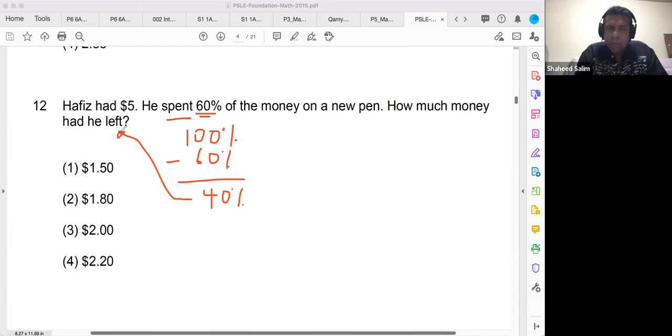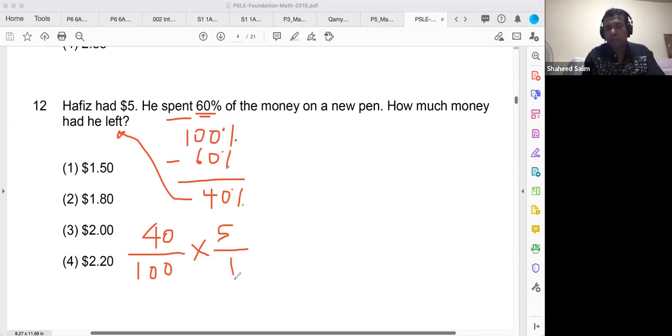So he had how much left? 40% of his money left. 40% of his money, how do you write maths? 40% over 100, of means times, of what? $5. Can you find out what is 40% of $5? Your answer.